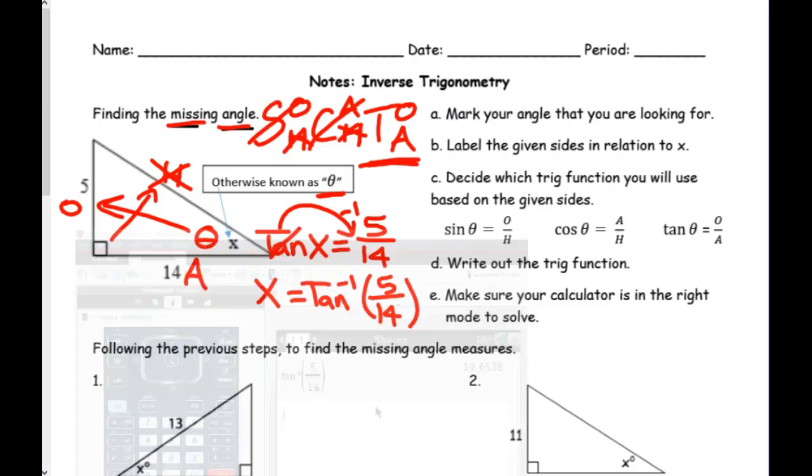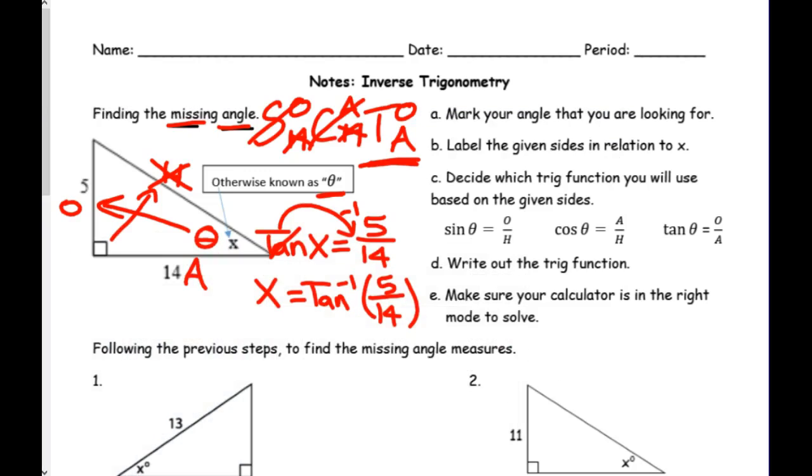19.65. Okay, so let's write that down. X equals 19.65. Please put degrees. It's an angle, okay? Either way, you can use theta or you can use X. Doesn't matter, okay? Because you're not actually typing that in the calculator, just the trig part.